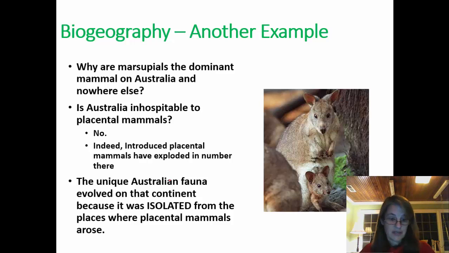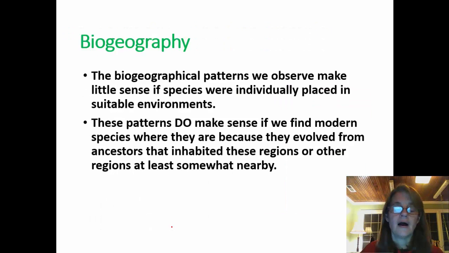So the answer is that the unique Australian fauna, animal life, the marsupials there, evolved on that continent to be as they are today because it was simply isolated from places where placental mammals arose. If Australia's geography had been different, if it had been closer to some mainland where placental mammals could get to Australia, the fauna there would almost certainly look like it looks everywhere else, with placental mammals being the dominant form. Again, the only explanation for this is this isolation of this group from other mammals.